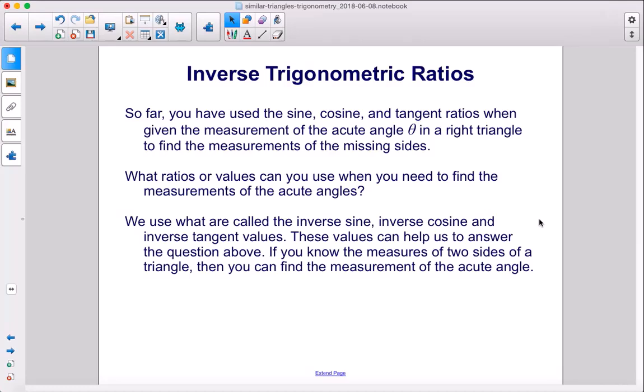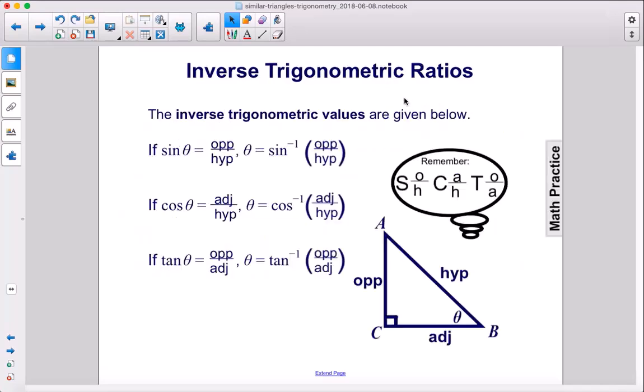If you know the measures of two sides of a triangle, then you can find the measurement of the acute angle. The inverse trigonometric values are given below. Remember SOHCAHTOA. So if sine theta equals opposite over hypotenuse, then theta equals sine to the negative 1 of opposite over hypotenuse. If cosine theta equals adjacent over hypotenuse, then theta equals cosine to the negative 1 of adjacent over hypotenuse. If tangent theta equals opposite over adjacent, then theta equals tan to the negative 1 of opposite over adjacent.